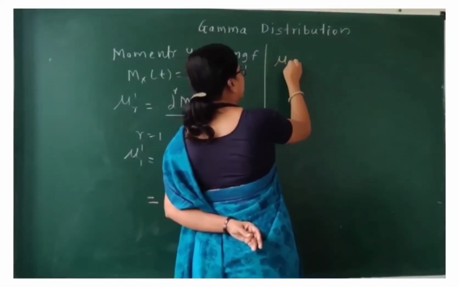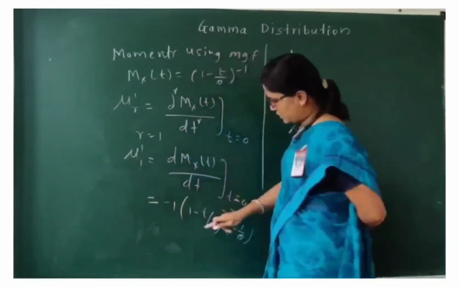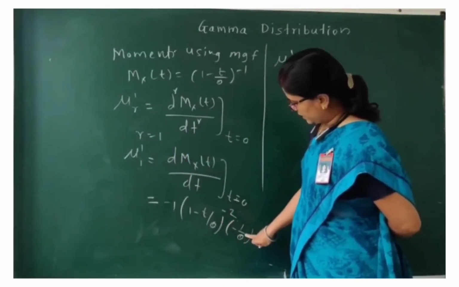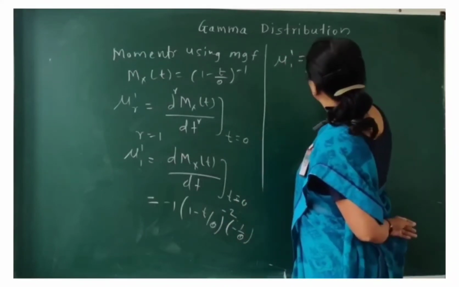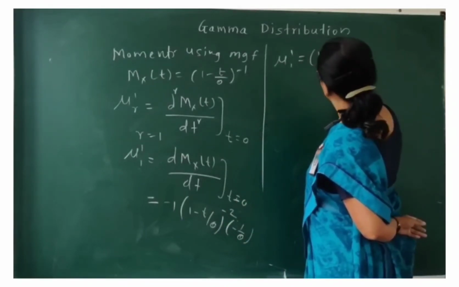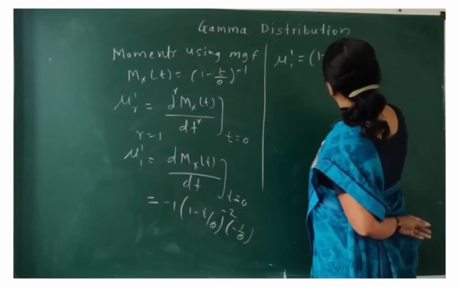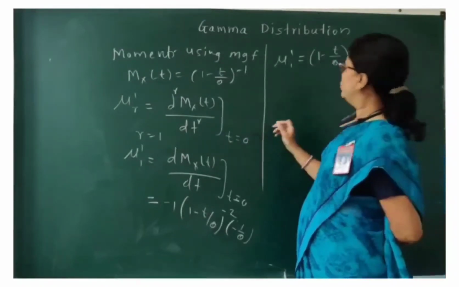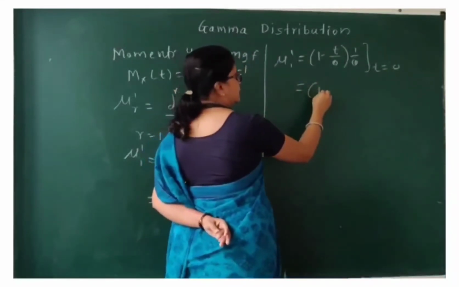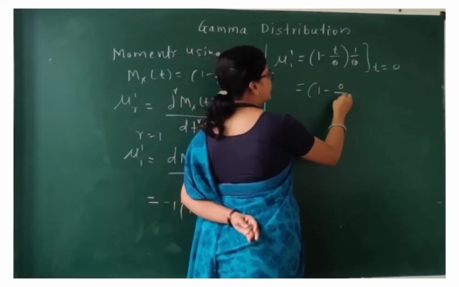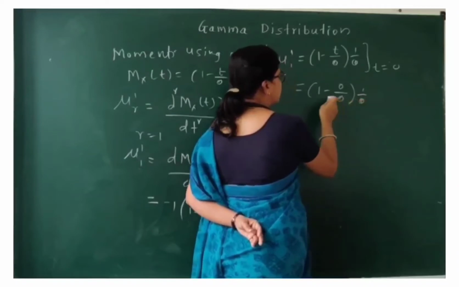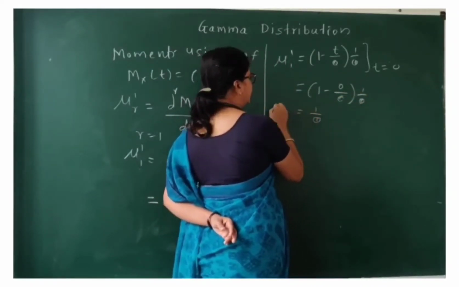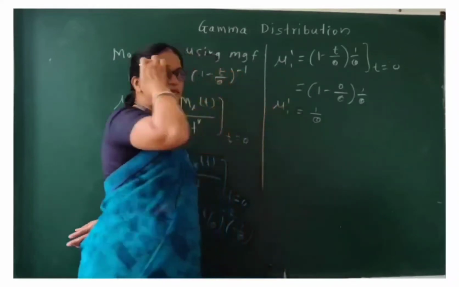We get mu1 dash is equal to, now see, the minus terms get cancelled, and I have 1 minus t by theta into 1 upon theta. Over here we need to put the value of t as 0. So what do we get? 1 minus 0 by theta is 1, and hence we get mu1 dash as 1 upon theta.